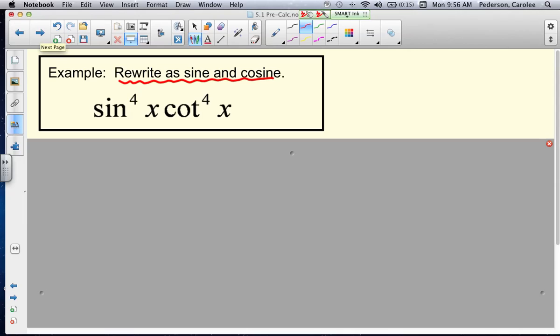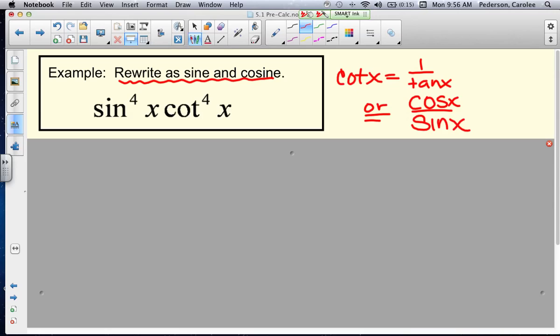Times the cotangent raised to the fourth power of x. So there's 4 cotangents. How can I rewrite one or both of those expressions so that it's all in sines and cosines? What might I want to do? What's the cotangent of x? That's one of the ways I can rewrite the cotangent of x. I can rewrite it as 1 over tangent, or what else? Cosine over sine. Do you agree?